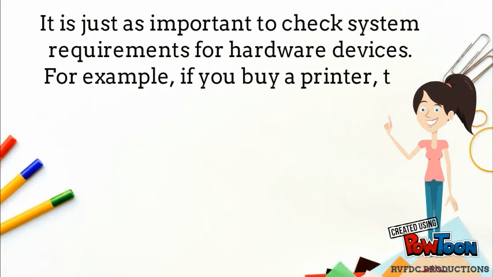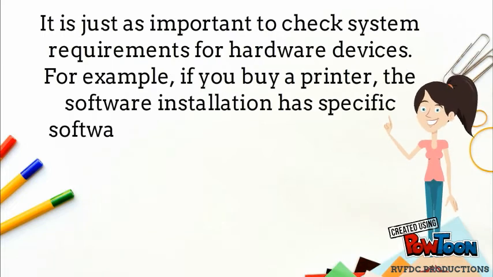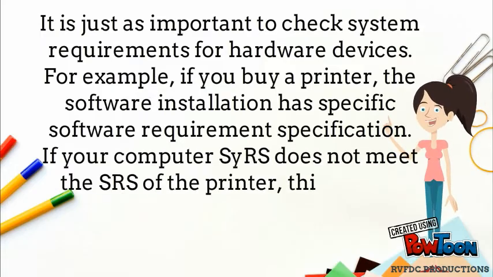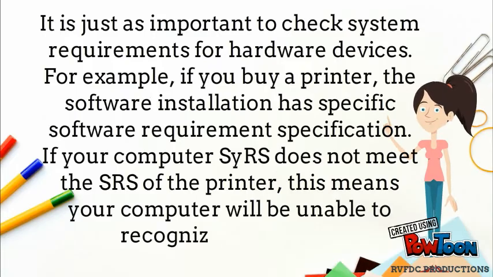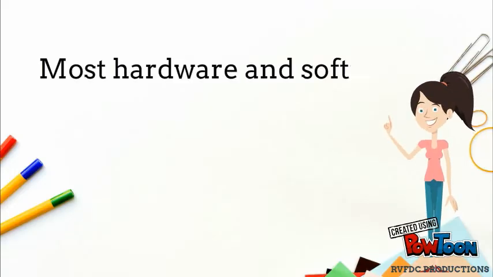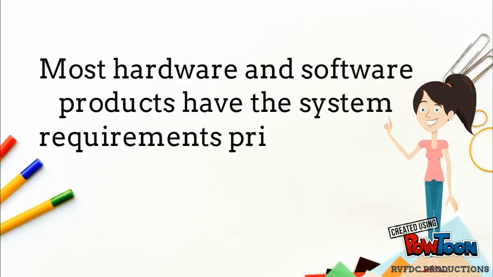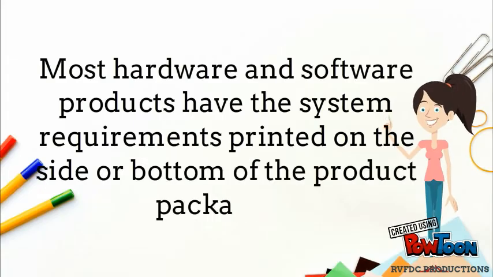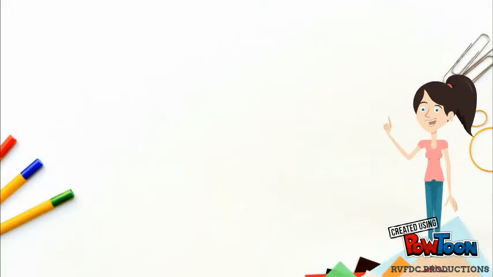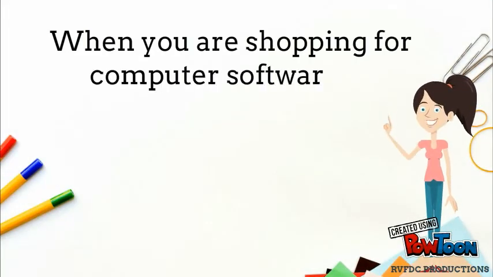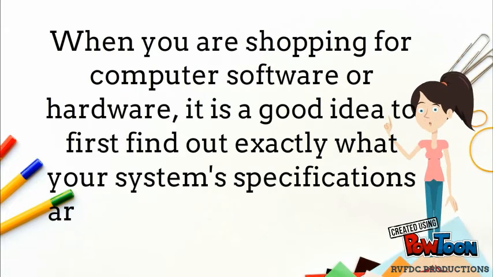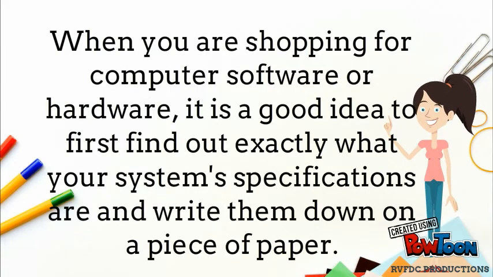It is just as important to check system requirements for hardware devices. For example, if you buy a printer, the software installation has a specific requirement specification. If your computer system does not meet the SRS of the printer, this means your computer will be unable to recognize the printer. Most hardware and software products have the system requirements printed on the side or bottom of the product packaging. When you are shopping for computer software or hardware, it is a good idea to first find out exactly what your system's specifications are and write them down on a piece of paper.